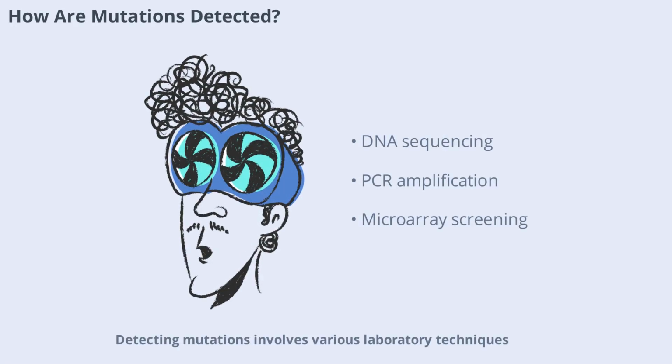Detecting mutations involves various laboratory techniques. DNA sequencing is the most common method, allowing scientists to read the exact order of nucleotides in a gene. Other methods include PCR, polymerase chain reaction, which amplifies specific DNA segments, and microarrays, which can screen for many mutations at once. These technologies have revolutionized genetics, making it easier to identify mutations linked to diseases or traits.